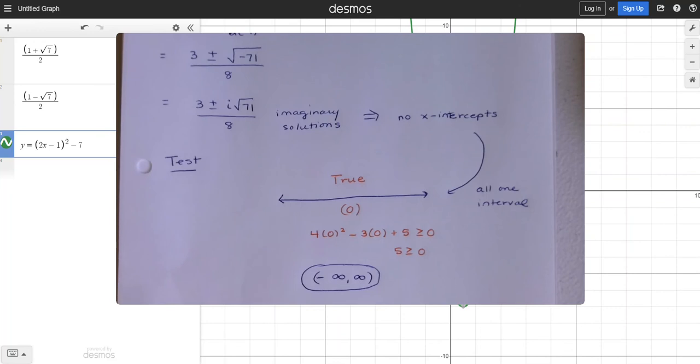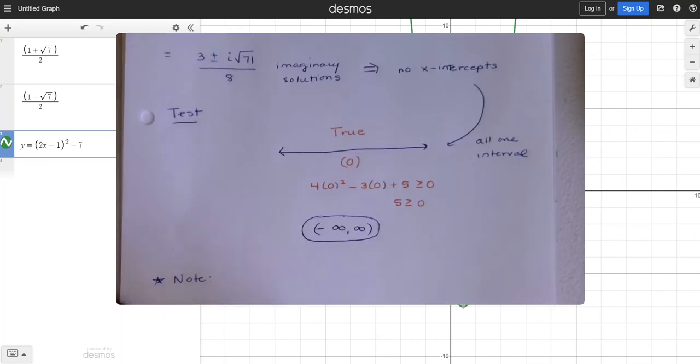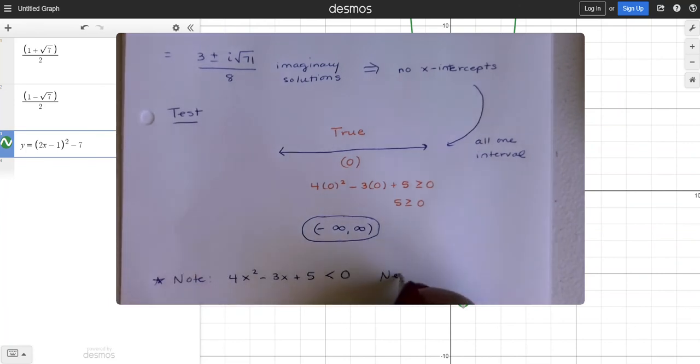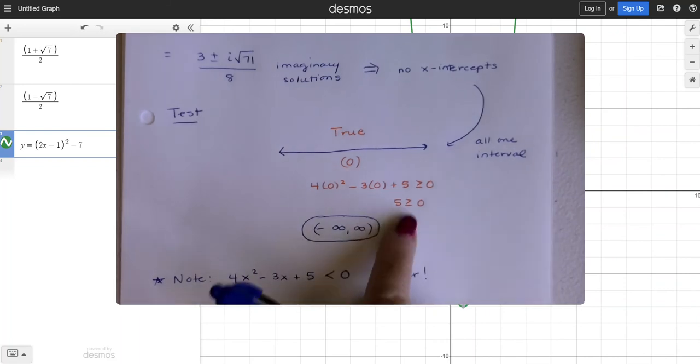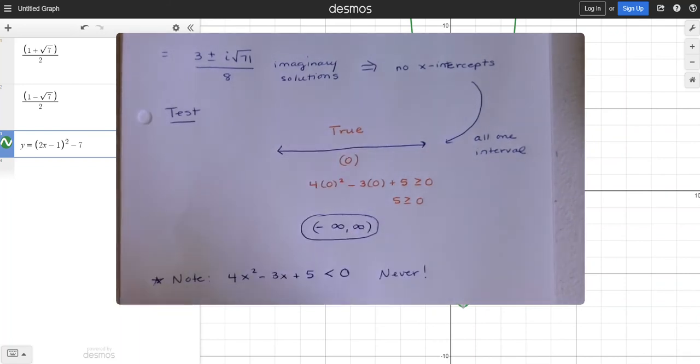By the way, if this had turned out false, then there would not have been any solutions to the original inequality. So quick note, if I had been asking, is 4x squared minus 3x plus 5 less than 0, right, then that would have been never, right? Turns out it's always greater than 0. And so this one would have no solutions.